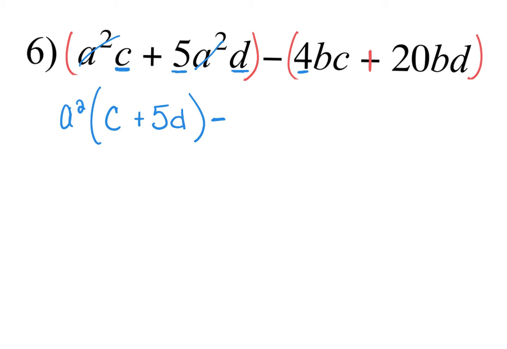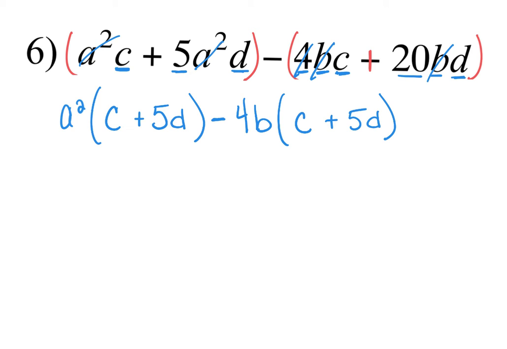Now between the 4 and the 20, I do have a common factor. What is it? 4. For my variables, I have B and B in common, so I can take a B out. All right. 4 divided by 4 is just 1. B divided by B is just 1. That comes out. I'm left with a C. 20 divided by 4 is 5. I took a B out. I'm left with just D.